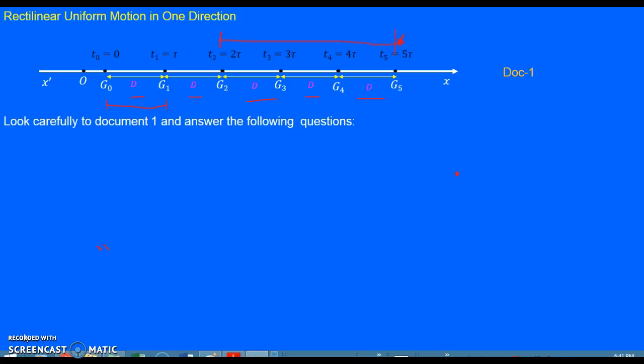The position of a puck G is recorded as shown in document 1. In the space reference considered here, we have the x-axis of origin O. G0 is the initial position of the puck. G1, G2, G3, G4, G5 are successive positions that are separated by a time equal to tau and by a distance equal to capital T. So look carefully at document 1 and answer the following questions.